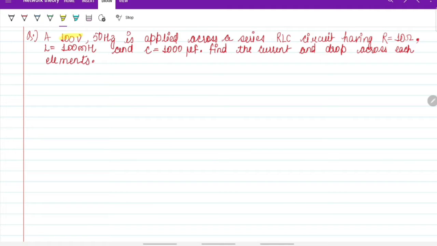So our supply voltage is 100 volt at 50 Hz frequency. This is a series RLC circuit. Resistance is 10 ohm, inductance is 100 millihenry, and capacitance is 1000 microfarad. So we have resistance, that is 10 ohm, inductance, that is 100 millihenry, and capacitance is 1000 microfarad.